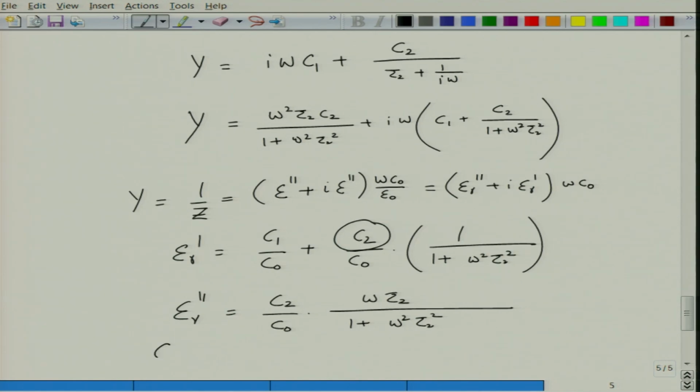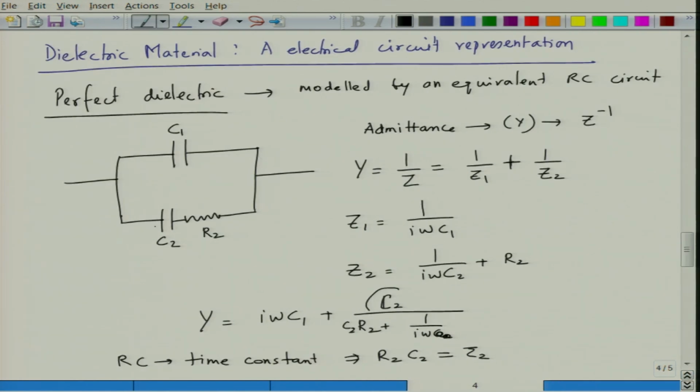So basically your C2 has turned out to be epsilon s minus epsilon infinity times C naught, and C1 is nothing but epsilon infinity. So C1 represents the high frequency dielectric constant and C2 represents the difference between static and high frequency. That is why this circuit is not a fluke, because it gives rise to exactly the same equations that we derived using Debye equations. So this is the equivalent RC circuit model for a perfect dielectric, which follows the Debye behavior.